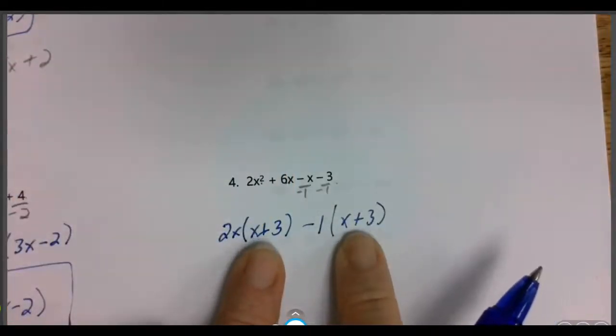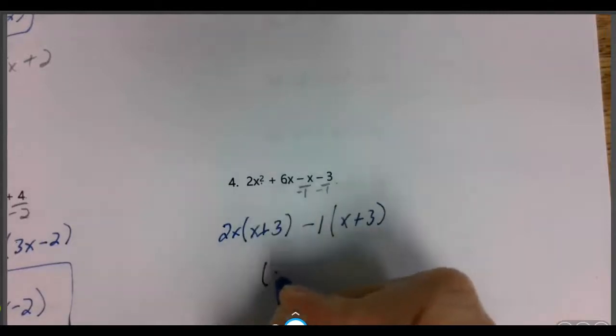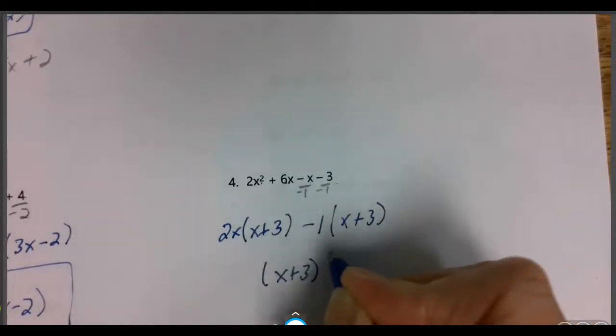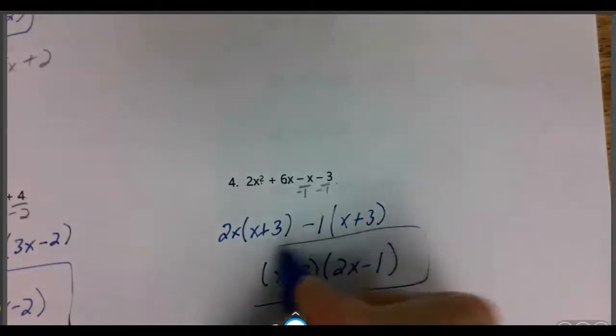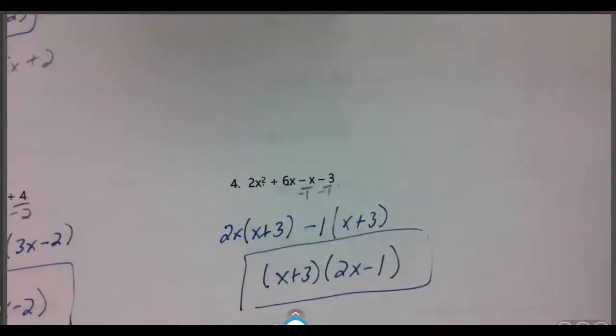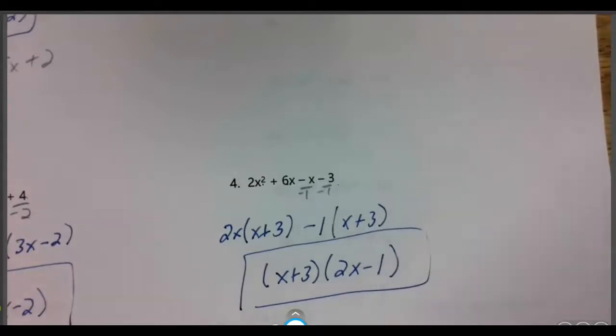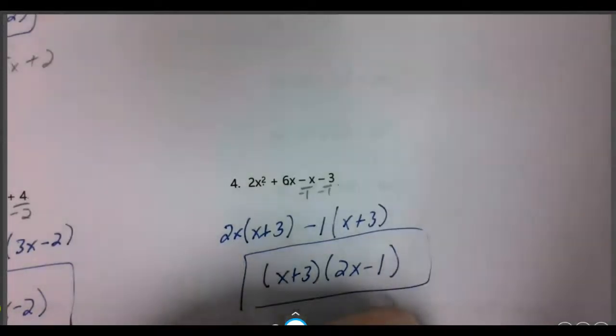Yay! What's in the parentheses is the same. That's my greatest common factor, x plus 3. What do I have left? 2x minus 1. Okay? Questions? Oh, I wish you were here. I could answer your questions. Let's look at the next page.